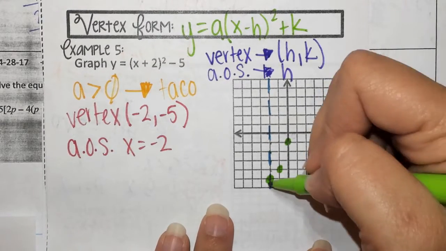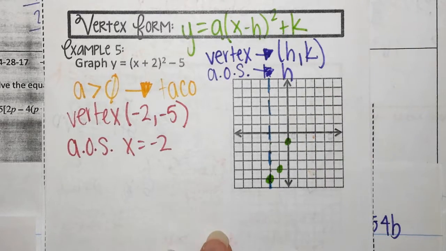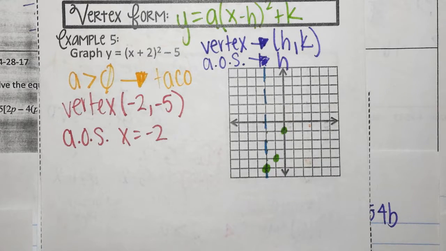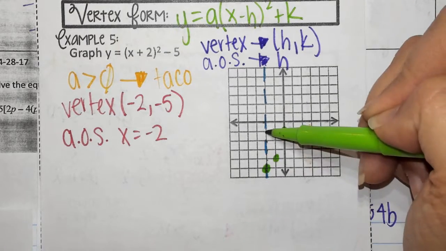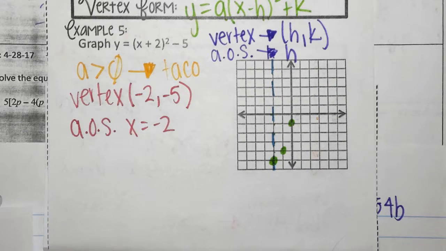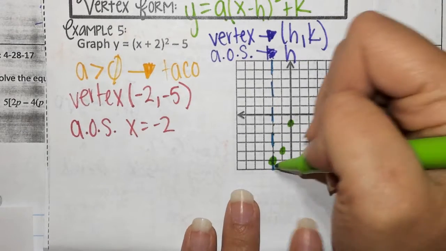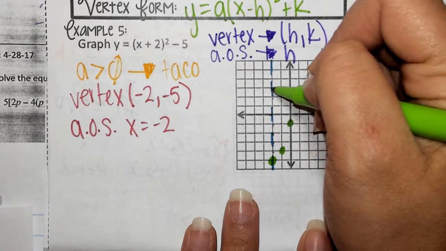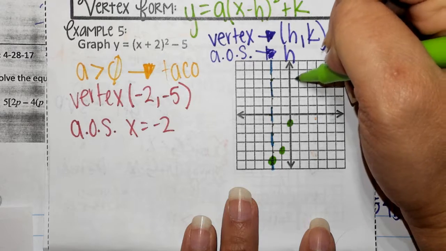Then back at the vertex, you go... Do I need to pause for a second? Okay. So I went up 1, right 1. And then I went up 4, right 2. And then, for the last one, I'm going to go up 1, 2, 3, 4, 5, 6, 7, 8, 9, right 3.